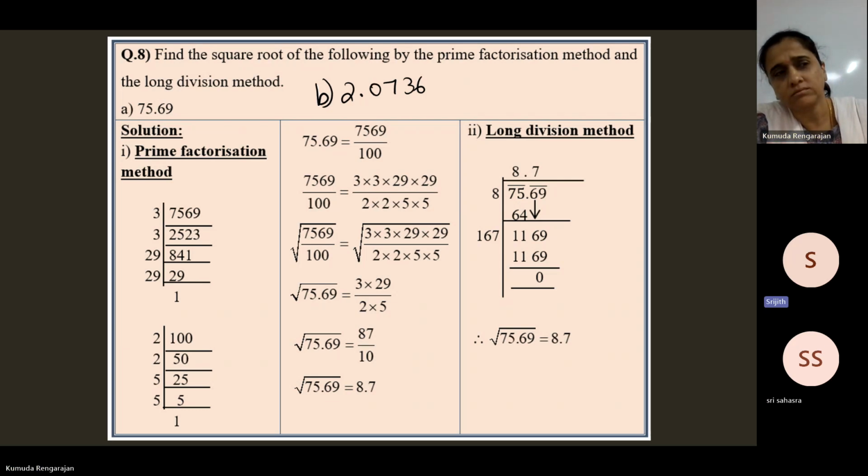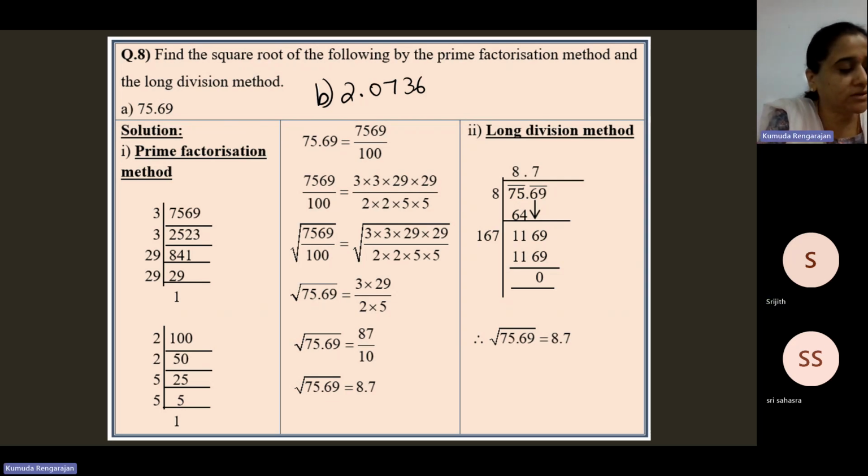Finished the long division method, ma'am. You finished the prime factorization method? No, ma'am. I finished only the long division method, ma'am. Okay, send the picture of that one on WhatsApp. Okay, ma'am. Yeah, disable your mic, Srijit.